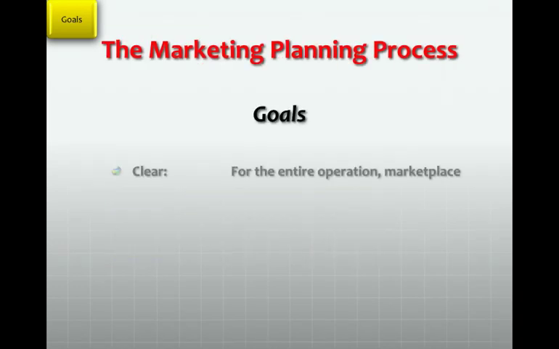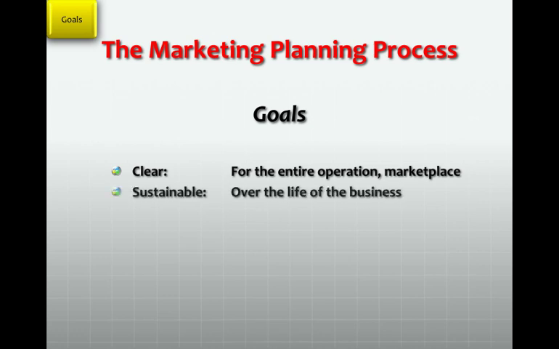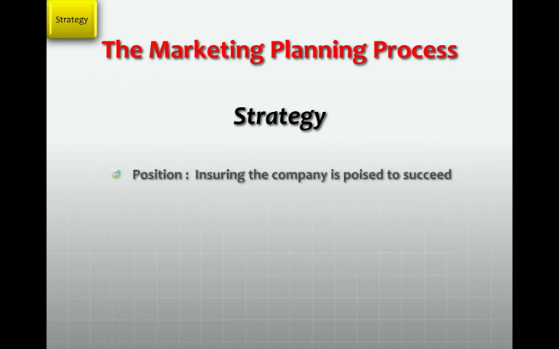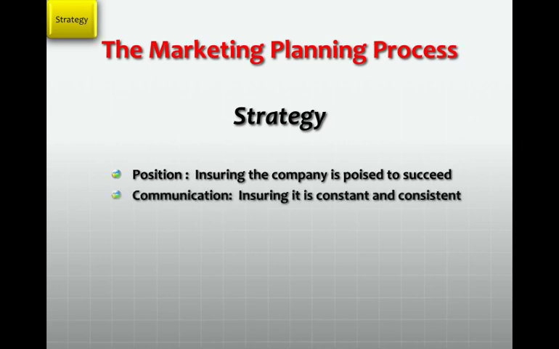So when we're looking to establish goals, they have to be clear, not just in the marketplace, but for the entire operation, sustainable over time in the life of the business, and achievable as to ensure success over time. And then this dovetails quite nicely into our strategy. We're looking to position ourselves as an organization to be poised to succeed. And so that means that our communications have to be effective, they have to be constant, they have to be consistent, and then our delivery is one that takes on the multitude of modalities that are out there.